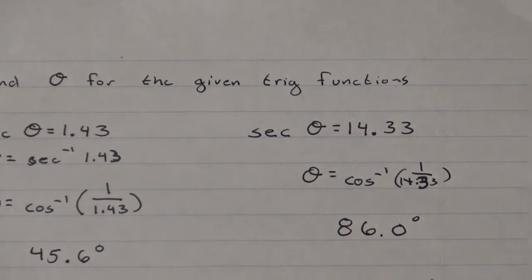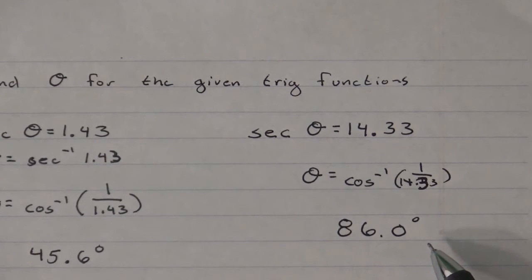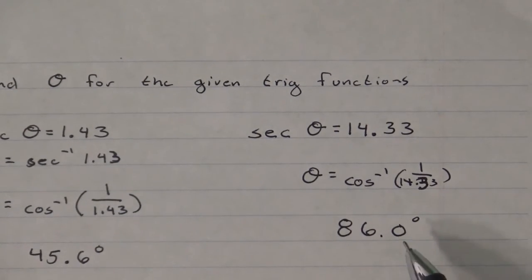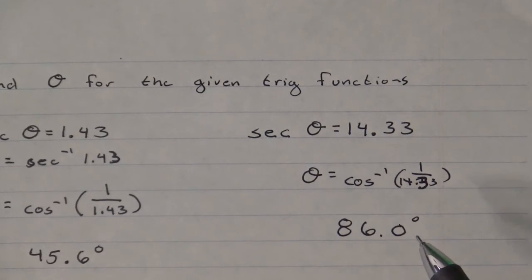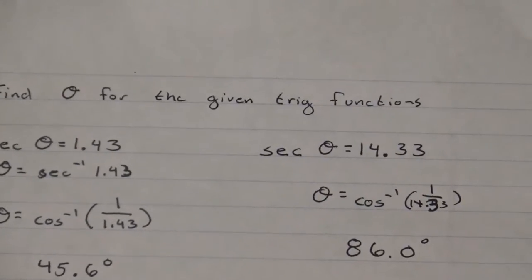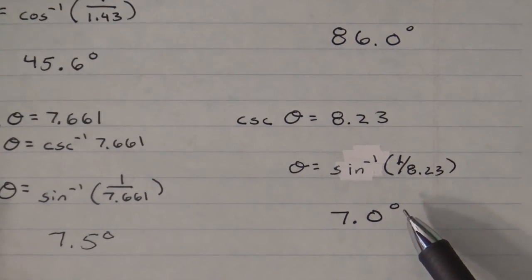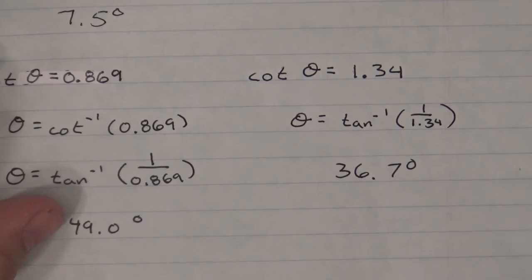The first one I got 86.0 degrees. You might have a slightly different variation. It just depends on how you rounded, but you should get about 86 degrees on that. I rounded all of my stuff to the nearest tenth, by the way, so if yours doesn't match up with mine exactly, it might be just because of how you rounded it. The next one I have 7.0 degrees, and for the last one I have 36.7 degrees.